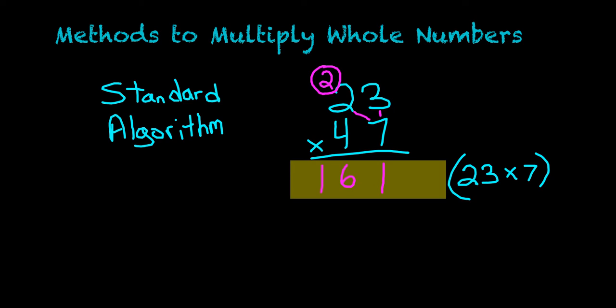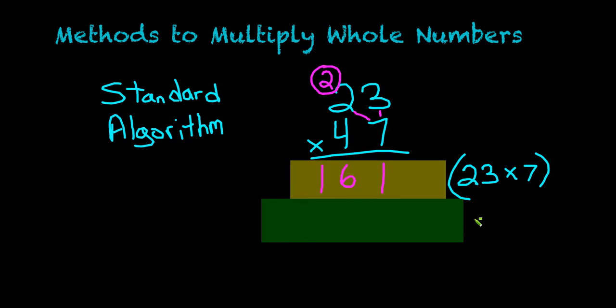And now my next partial product, I'm going to put another bar here so we can see that. Remember, the 4 is actually 40, so it's going to be 40 times 23, or maybe I should say it the same way I did before, 23 times 40.